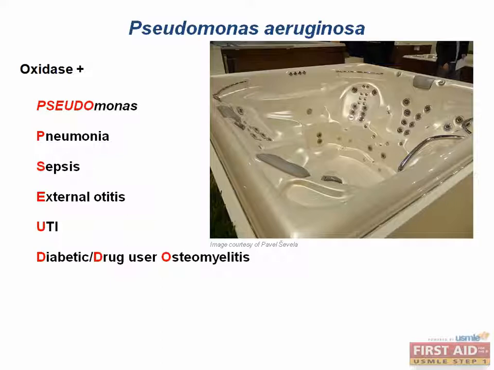We discussed the virulence factors in the basic microbiology lecture, but remember, exotoxin A inhibits elongation factor 2 to disrupt protein synthesis in human cells. Hey, by the way, do you remember which other organism can inhibit EF2? The answer is Corynebacterium diphtheriae. And what was the mechanism? That was via ADP ribosylation.